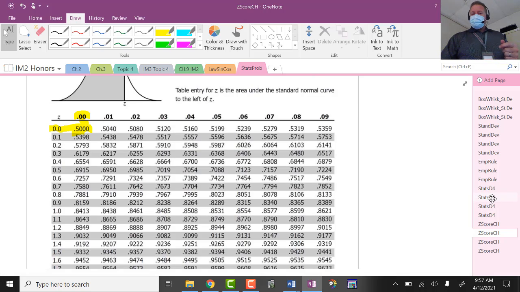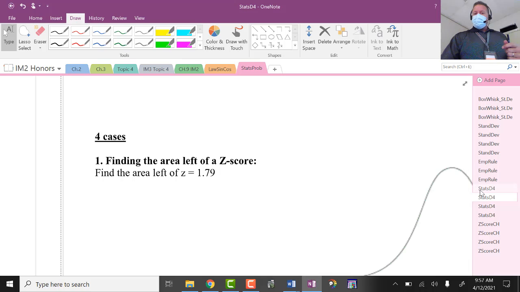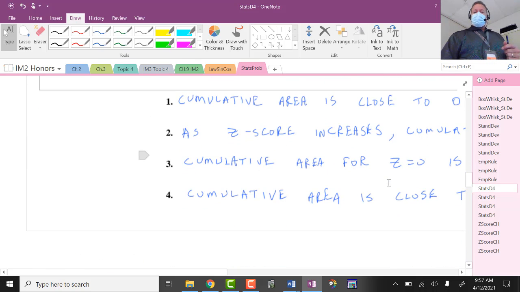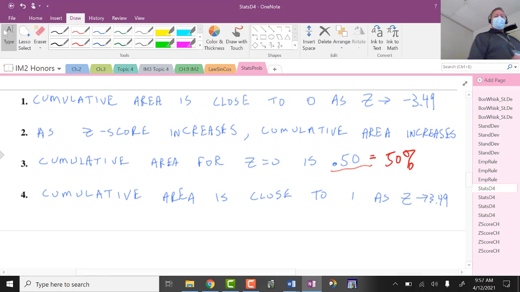Okay, let's go back to the notes. And then I could go to the last one. The cumulative area is close to 1, which actually represents 100%, as z gets to 3.49. I do want to make a point of this, though. You don't have to worry about this, but I'm letting you write this down. When I go back to the sheets, I'm actually going to verbalize this right now.